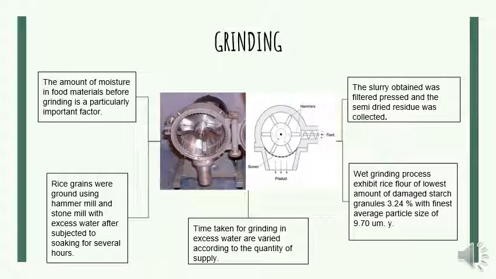For wet grinding, a hammer mill and a stone mill were used, as in the figure shown in the slide. The wet grinding process exhibits rice flour with the lowest amount of damaged starch granules, at 3.24%, with the finest average particle size of 9.0 micrometers. Overall, the findings suggest that wet grinding can be regarded as the potential flour grinding practice since it produces flour with lower starch damage and finest average particle size compared to others.